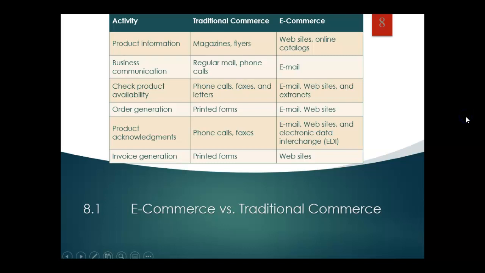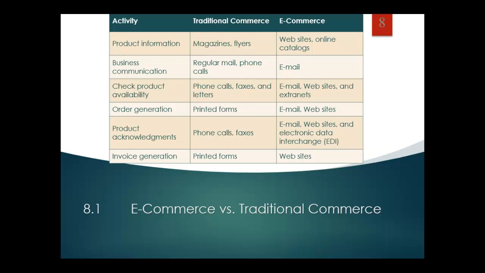So it's great that they have a physical location and somebody else can do the shopping for you. And here is your e-commerce versus traditional commerce. The activity of product information. So typically with traditional you'd see magazines or flyers, but in e-commerce you have websites and online catalogs. Business communications, the difference between regular mail and phone calls and email. To check product availability, you used to have to write letters or make a phone call or even send a fax, but now you can just pretty much check a website.